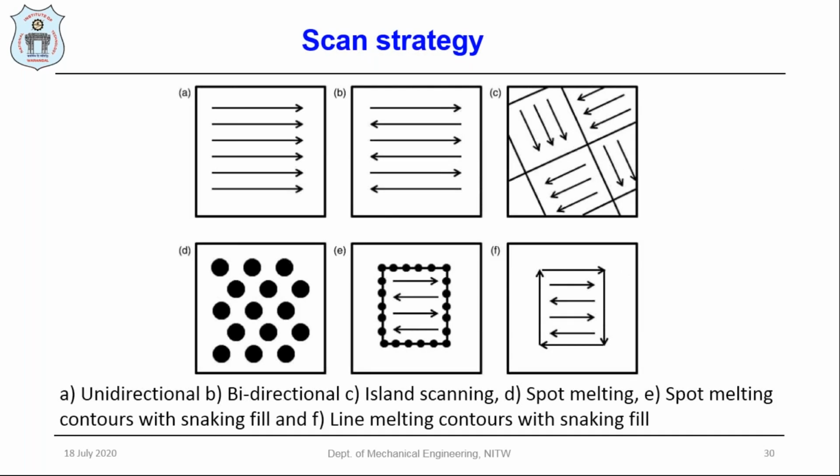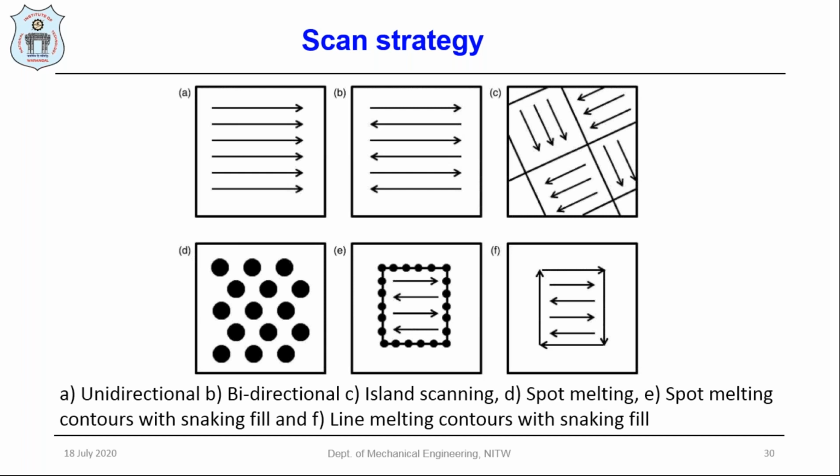And another major issue is the scan strategy. To build any component, we cannot go for a simple strategy or a common strategy for fabricating all the components. Depending on the shape and geometry of the component, we have to choose a proper scan strategy. Either it may be unidirectional, bidirectional, spot melting, chessboard, line melting, or zigzag or snake filling. There are a number of strategies. We will discuss some of the strategies and how they affect the fabrication.